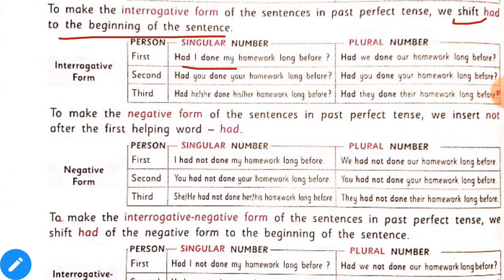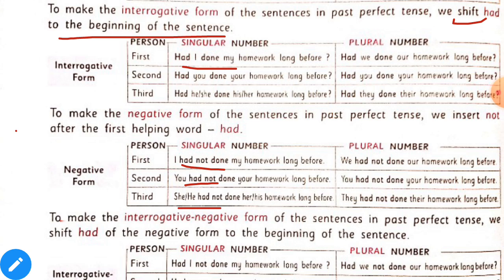Okay, to make the sentence negative, in the past perfect tense, we insert not after the first helping word had. First of all, we use subject, then had, then not. For example, I had not done. You had not done your homework. She had not done. If you want to make the sentence negative, then you will have to insert not between had and the third form of the verb.